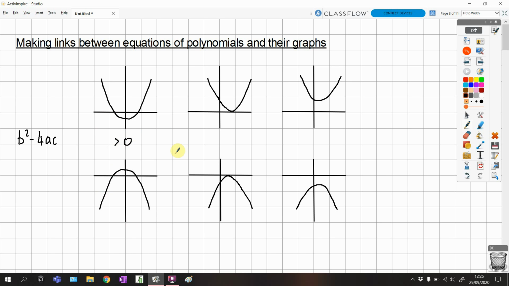If b squared minus 4ac is instead equal to 0, then you get plus or minus the square root of 0, plus or minus 0. And it doesn't make any difference whether you take the plus or the minus. And so you only get one x-intercept.